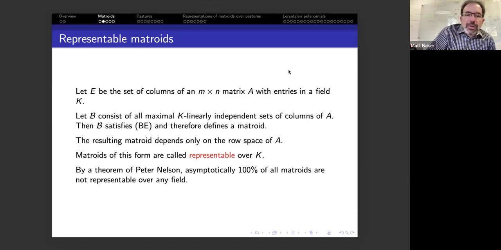It's important to note, though, that by a fairly recent, historically speaking, theorem of Peter Nelson, 100% of all matroids are not representable over any field. So this is something of a misleading special case, but nevertheless, much of the intuition for matroids comes from linear algebra.